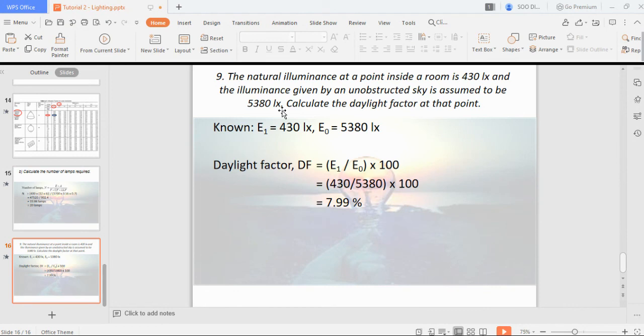Okay, so finally, for the last question you need to find out the daylight factor. You're given your E1 is 430 lux and E0 is equal to 5,380 lux. By just dividing them and multiplying by 100, you know that your daylight factor is about 8%. You just substitute into the formula with all the factors given and you'll get your answer.